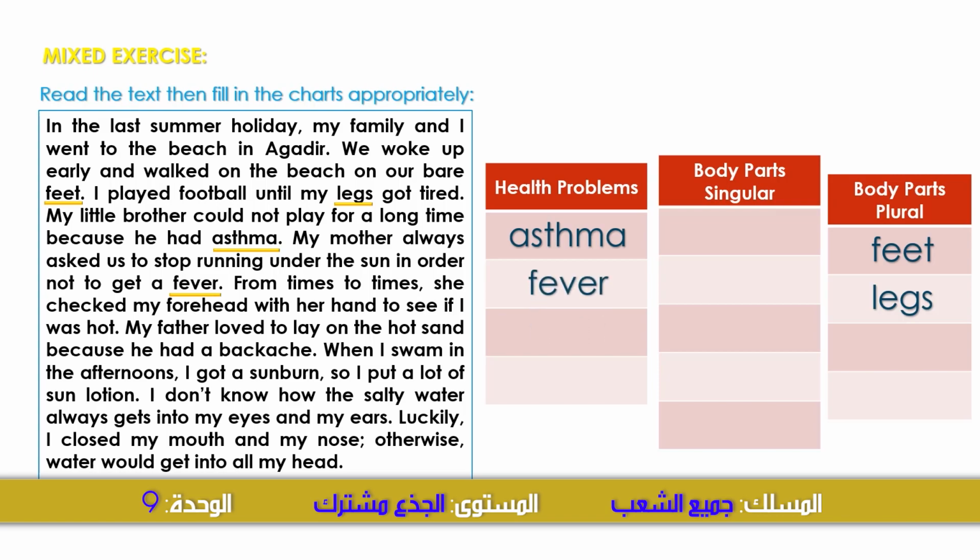From time to time, she checked my forehead with her hand to see if I was hot. So the following word is forehead, and it is a body part in the singular form. And the next word also in the same sentence is hand, and it is a body part in the singular. My father loved to lay on hot sand because he had a backache. So backache is the word, and it is a health problem. When I swam in the afternoons, I got a sunburn, so I put a lot of sun lotion. So the word is sunburn, and it is a health problem.